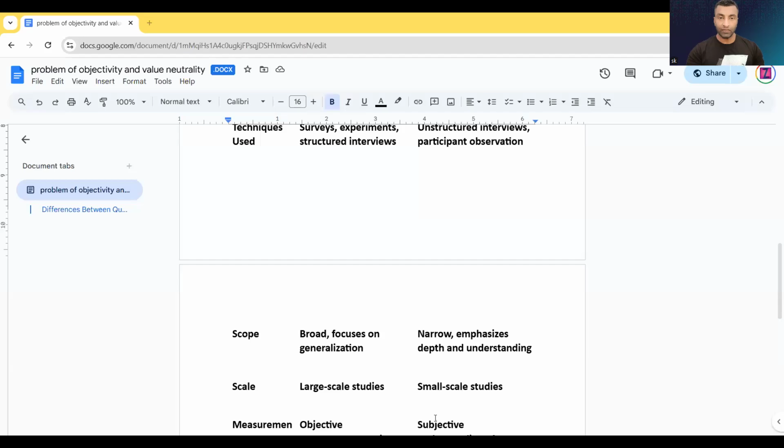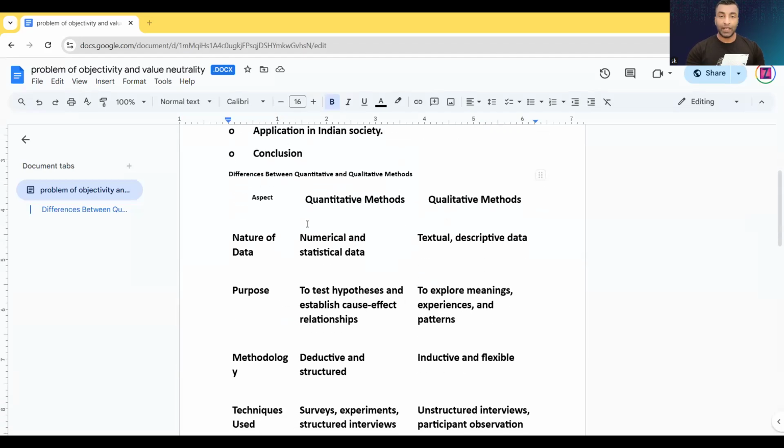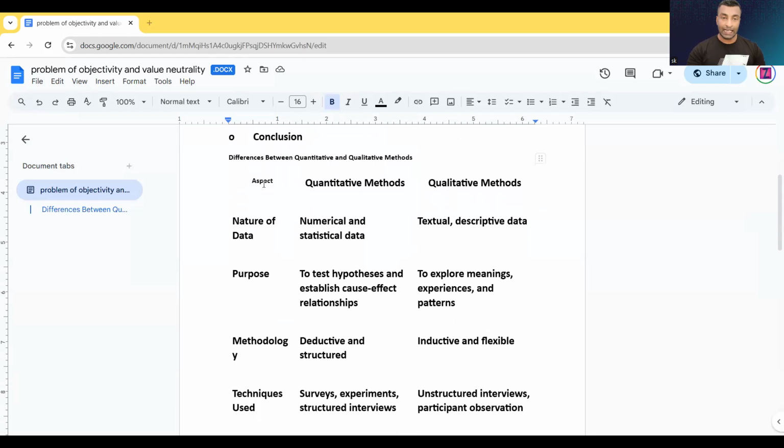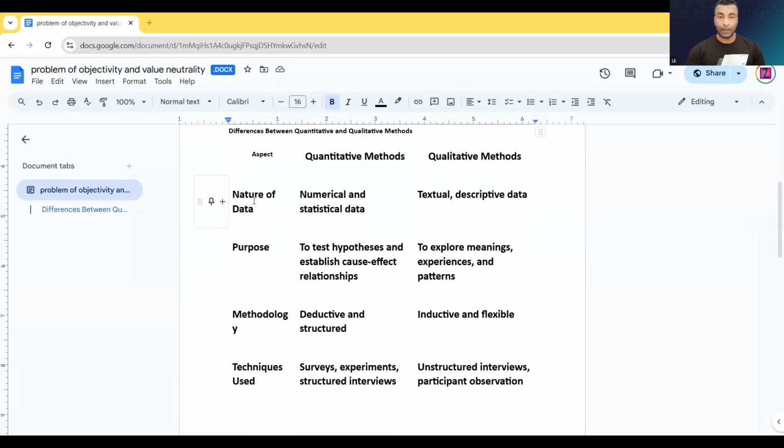Now, if you look at the difference, I'll come to the difference and then we can look at the application in Indian society. I'll share the screen so that it will be very easy for you because you already know these differences. These are the dimensions I'm taking, the various aspects, and then quantitative, qualitative. If you look at the nature of data, quantitative is numerical, statistical data. Qualitative is textual, descriptive data. Guys, these are self-explanatory, so I'll go through this faster.